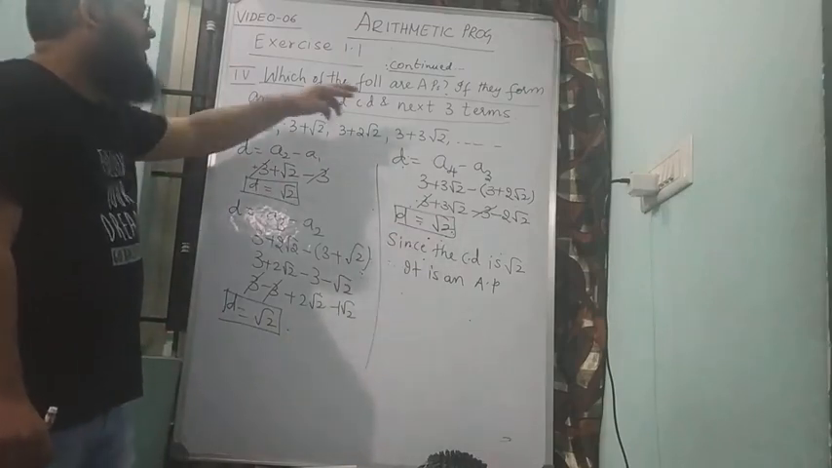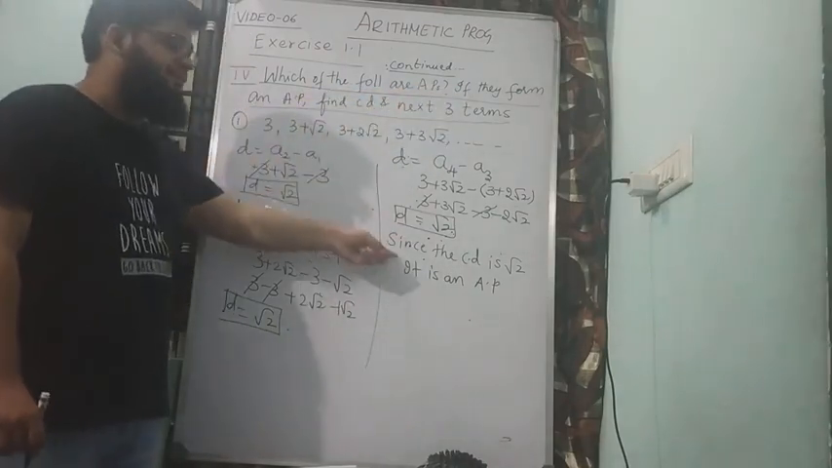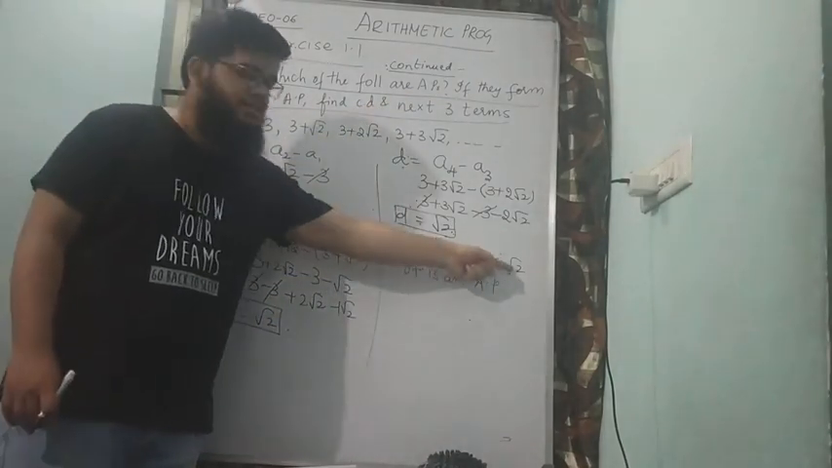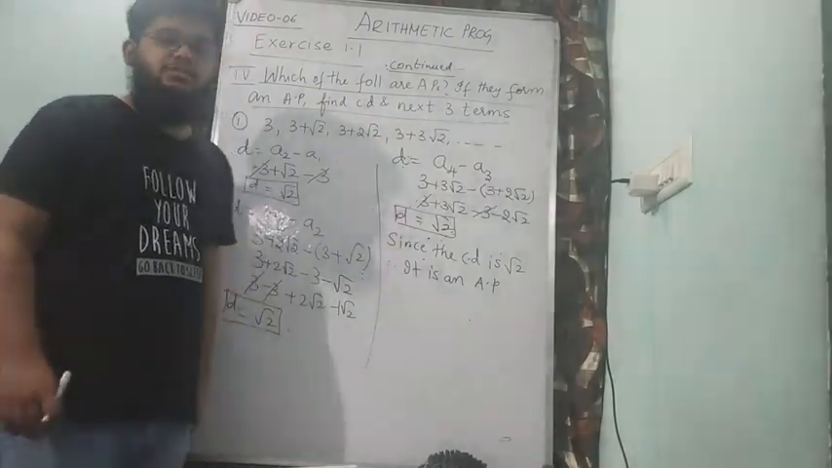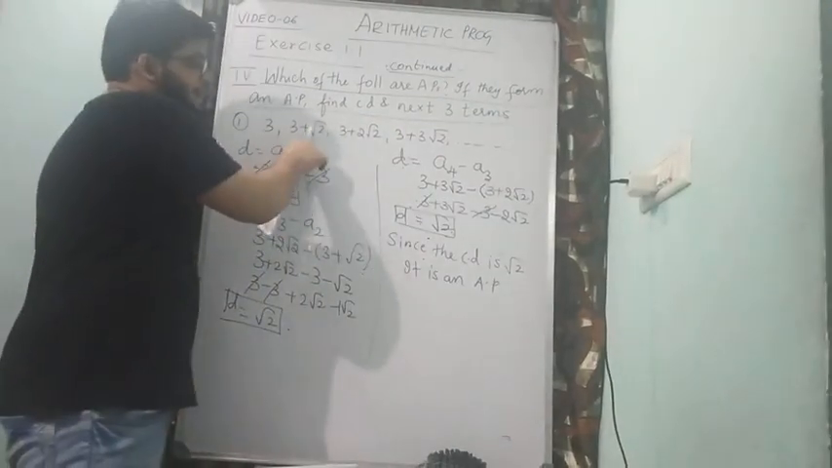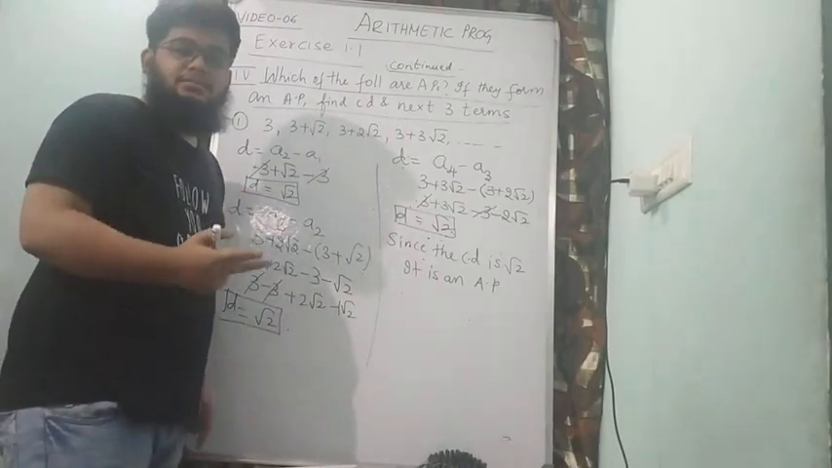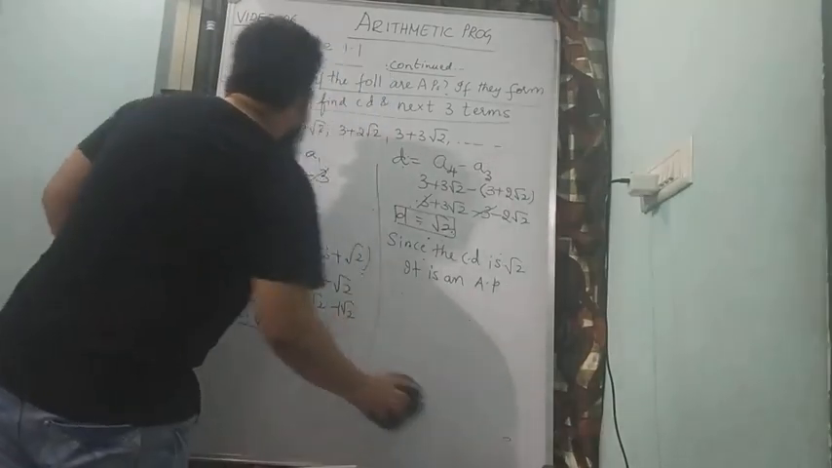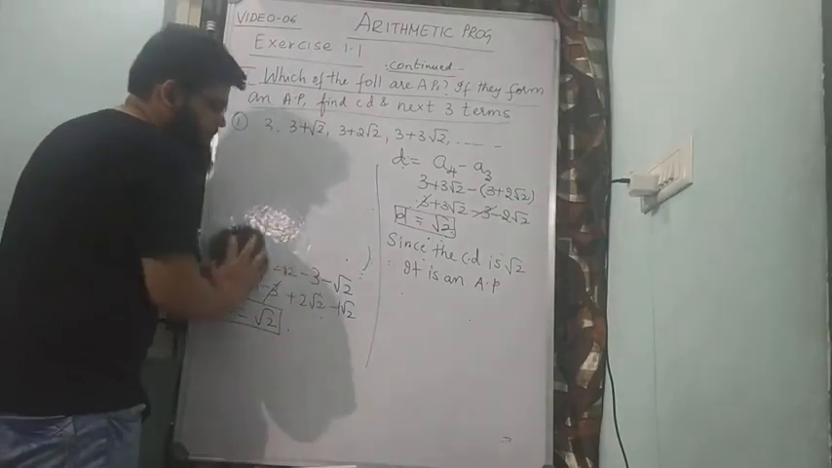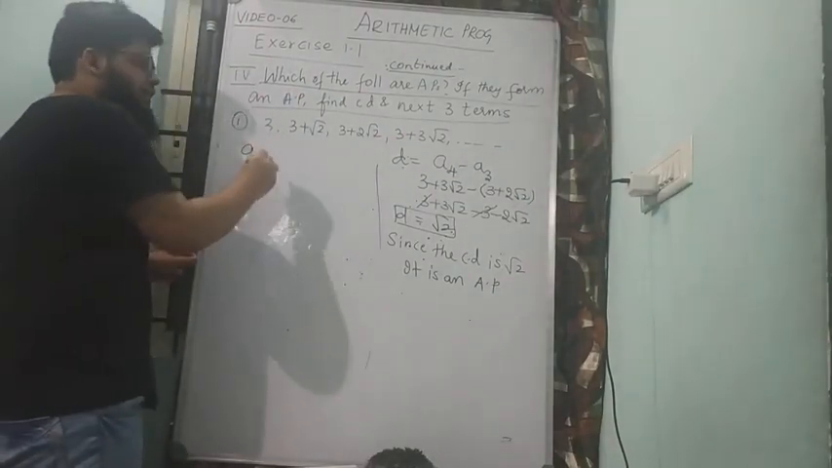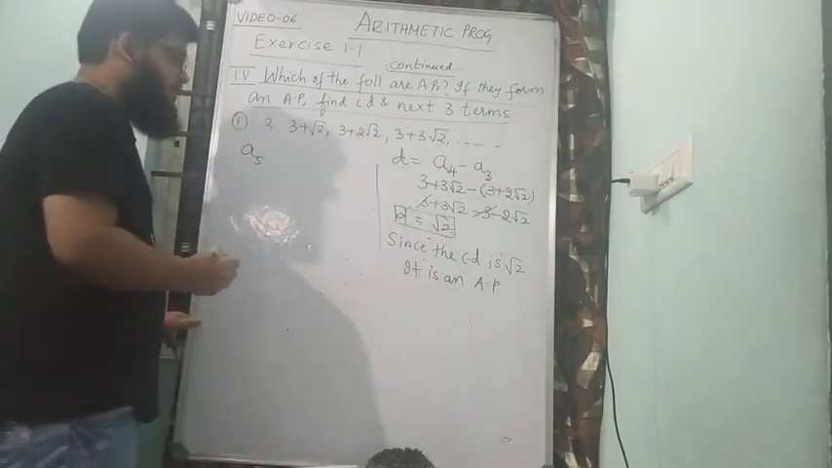Now they are telling, if they form an AP, what should we do? Find the common difference. Common difference is root 2. Next three terms: A1, A2, A3, A4 is given, so the next three terms will be A5, A6 and A7. Right? I'll clear this part and then find out. I'll show for A5. You please find out for A6 and A7.